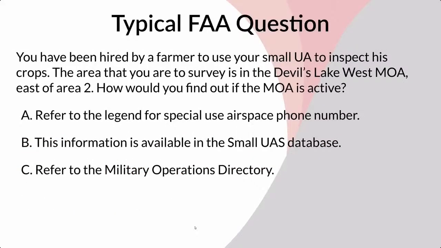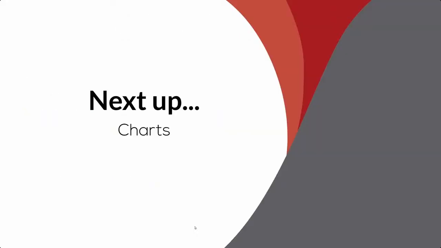You have been hired by a farmer to use your small unmanned aircraft to inspect his crops. The area that you are to survey is in Devil's Lake West MOA, east of Area 2. How would you find if the MOA is active? Well, we don't really need to take a look at the chart in this case. We know that we can look at the legend and find the special use airspace and find the phone number of who is basically in charge of that airspace. So A would be the answer.